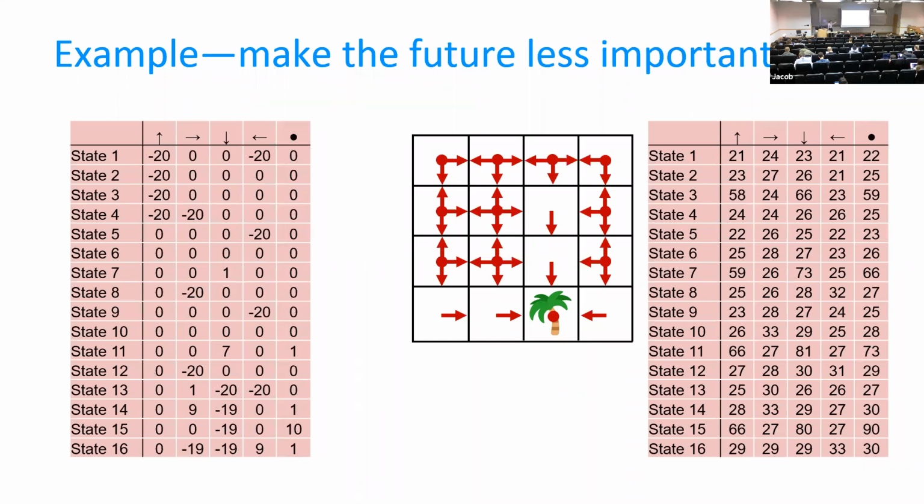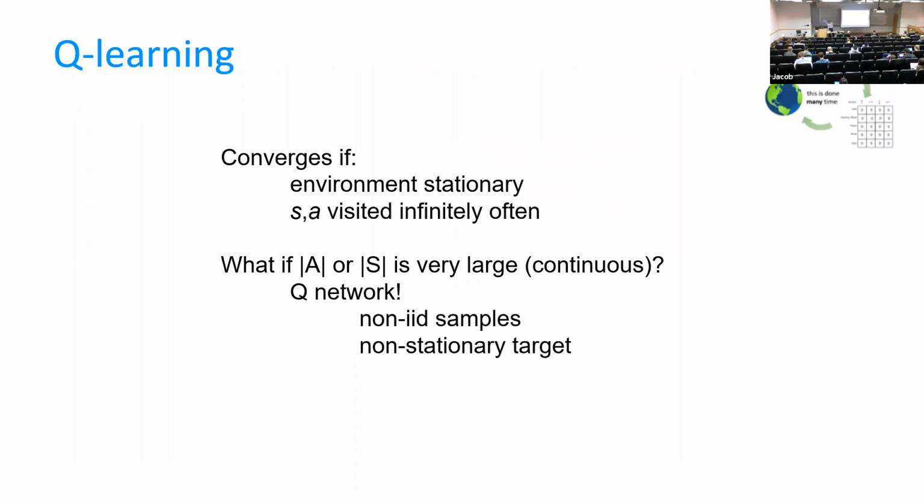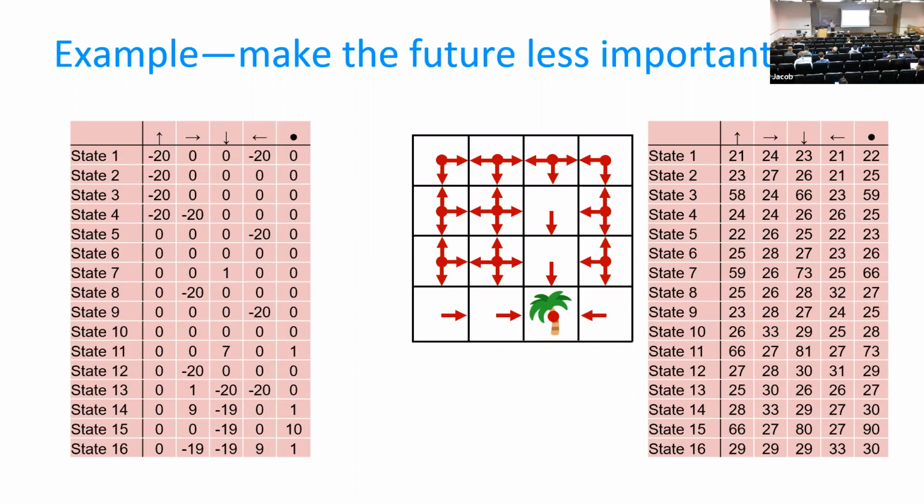This is making the future less important. So which parameter controls how much we value future rewards? Gamma. Yep. And so if we're making the future less important, will we make gamma bigger or smaller? Smaller. Yeah, so a smaller gamma discounts future rewards more. Okay, any questions on some of these examples where we change the hyperparameters?